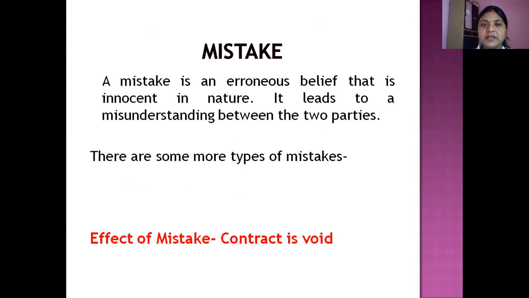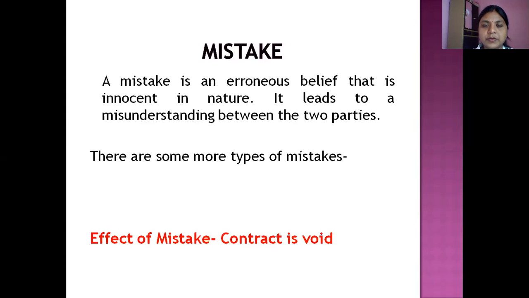Mistake, the fifth and last element of free consent. A mistake is an erroneous belief that is innocent in nature. It leads to a misunderstanding between the parties. So it is important to know that any misunderstanding created among the parties because of any reason is called mistake. There are some more types of mistake. We'll just move on to that.